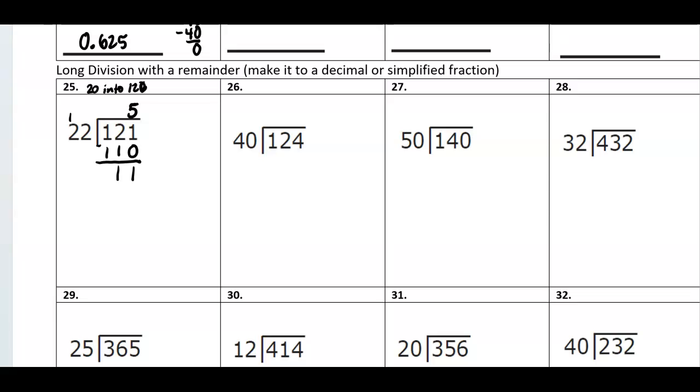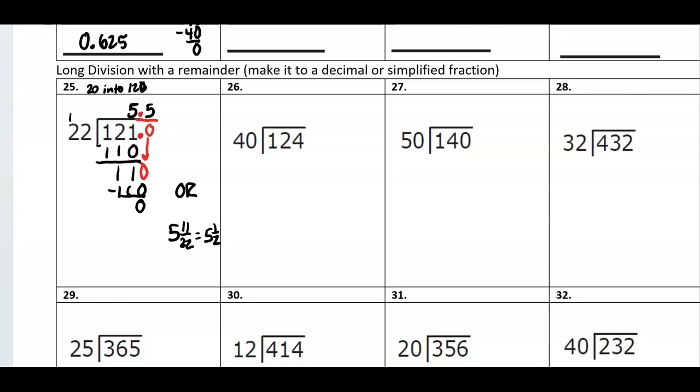So now you can either add a decimal, extend your division sign, drop the 0 on down, and ask yourself how many times does 22 go into 110? Well, we just did it. It was in there exactly 5 times. So your answer would be 5.5. Or you can say my answer was 5 and I had 11 left over, 11 over 22, which simplifies to 5 1/2. It's up to you.